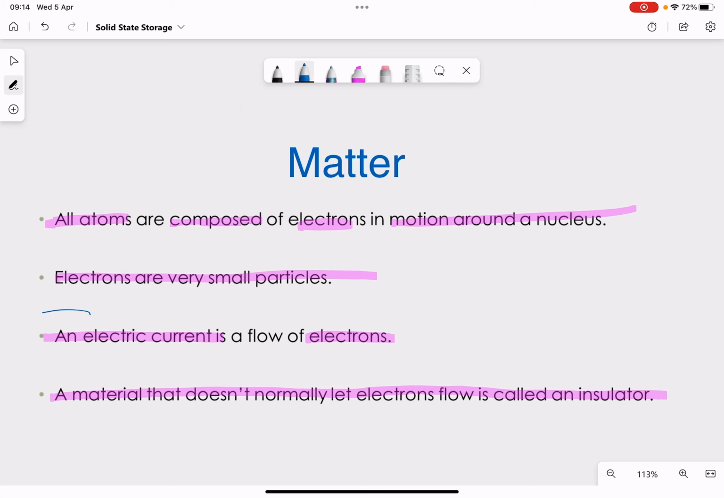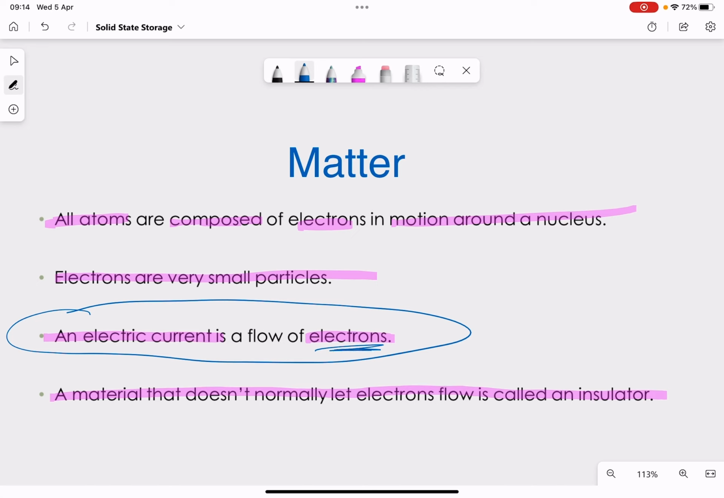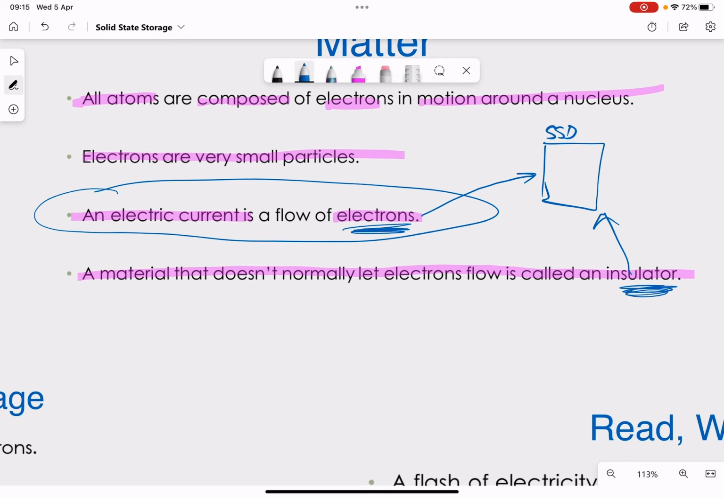Now, I just want to focus on these last 2 points because these are really important for our solid-state technology. An electric current is a flow of electrons. A material that doesn't normally let electrons flow through it is called an insulator. So a solid-state drive, and we'll get into this more closely in a second, is basically an insulator. An SSD is an insulator. And we use it to trap electrons. And then we can use that to represent computer memory or computer data inside of the memory.